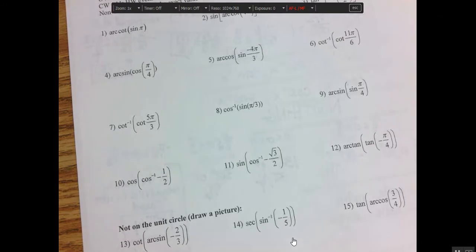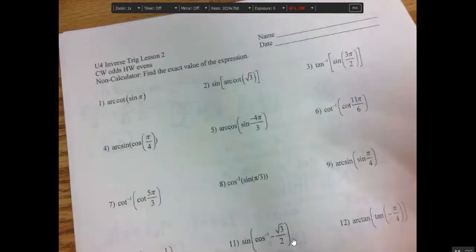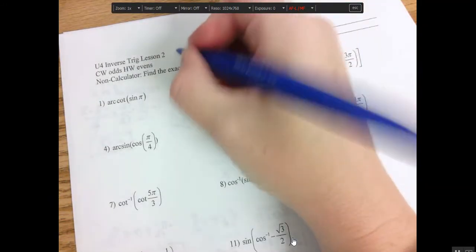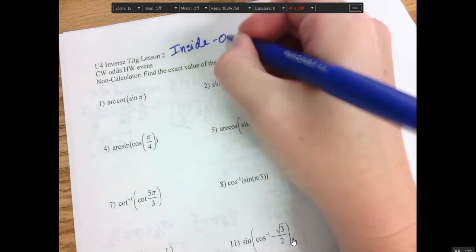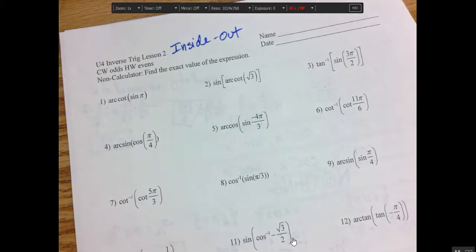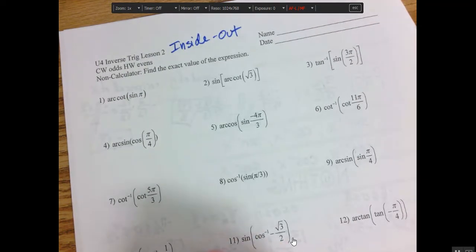All right, when we work these problems, here's the most important instruction. You want to start on the inside. Inside, out. All right, I'm going to do the first row, and then I'm going to give you some time to work up until here.